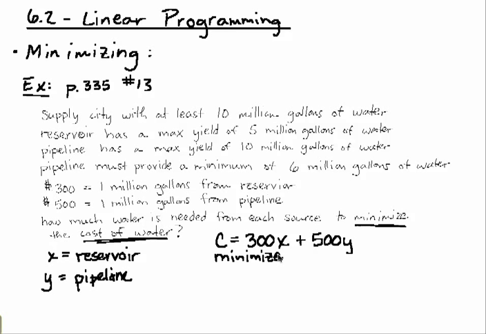In reading the information, the supply needs to be at least 10 million gallons of water. So the water we get from the reservoir and the pipeline needs to be at least 10 million gallons. So when we add the amount from the reservoir plus the amount from the pipeline, it needs to be greater than or equal to 10 million gallons of water. And then reading on, the reservoir has a maximum yield of 5 million gallons of water. So the most we can use is 5 million gallons. So x has got to be less than or equal to 5.